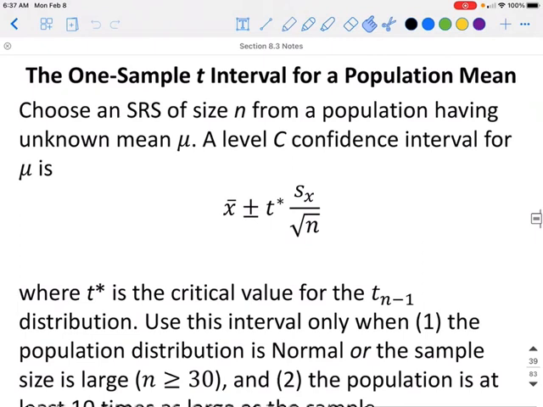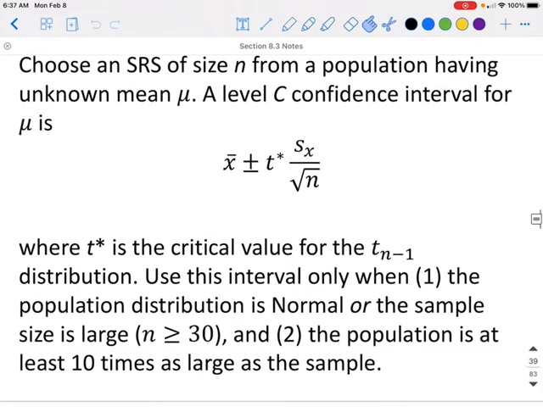So the one sample t interval for a population mean: you're going to choose a simple random sample of size n from the population having an unknown mean of mu. Our level C confidence interval for mu is going to be x bar plus or minus t star times the standard deviation of the sample divided by the square root of n, where t star is the critical value for the t sub n minus 1 distribution. Use this interval only when the population distribution is normal or your sample size is at least 30 and the population is at least 10 times as large as the sample.